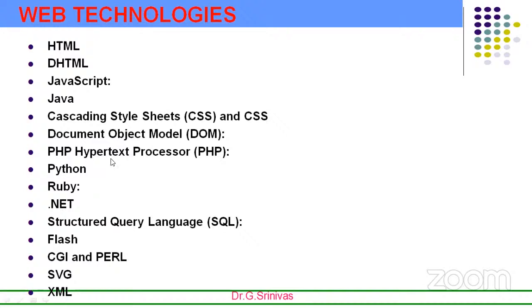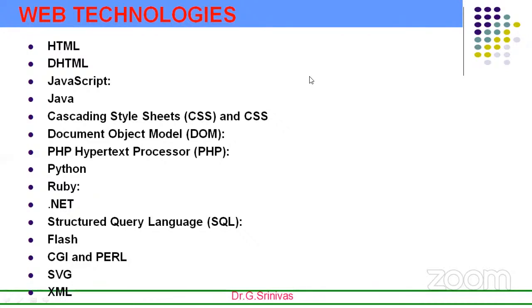So, web technologies. So many technologies are there, and all these technologies are used to develop the websites. The first is HTML. HTML stands for Hypertext Markup Language. The HTML is a basic markup language used to develop web pages.